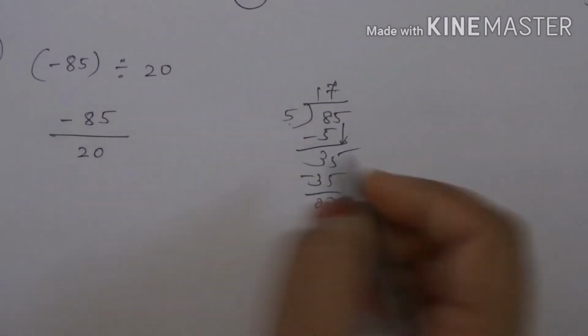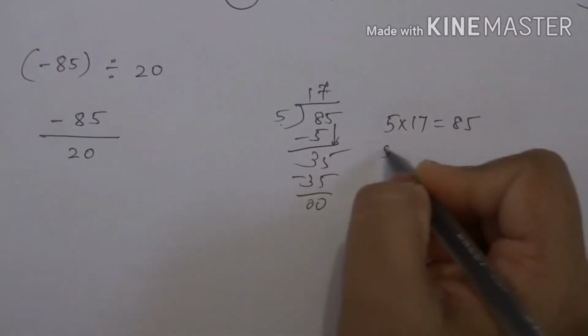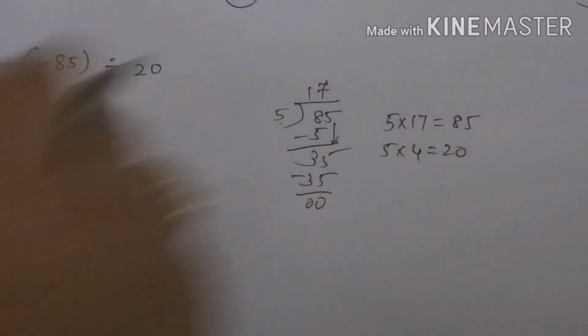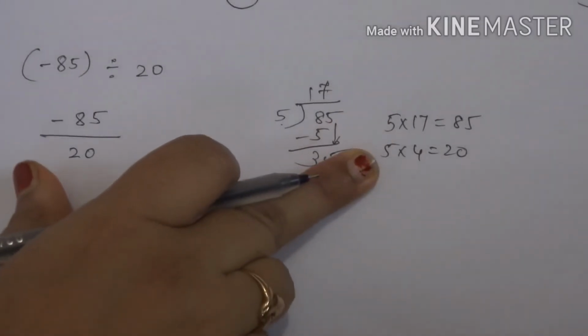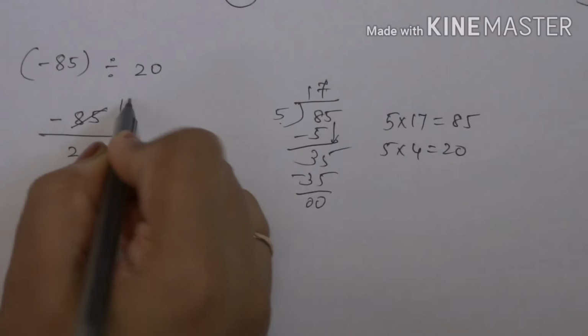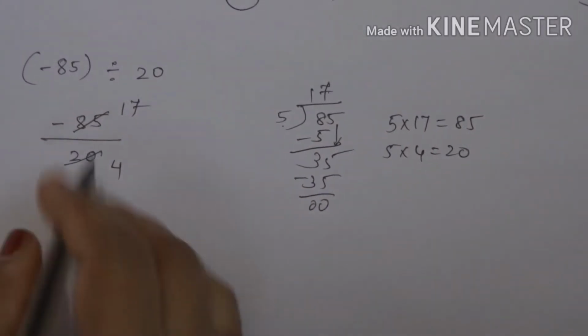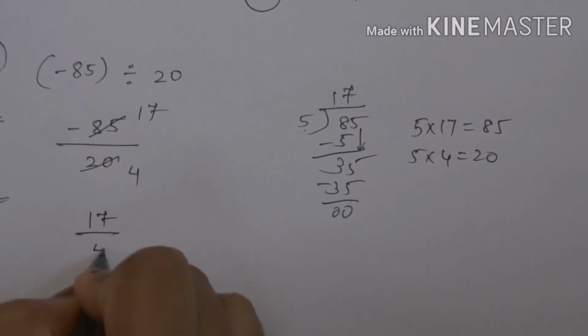And 5 4s are 20. So children, 5 17s are 85 and 5 4s are 20. So both the numbers are coming in the table of 5. So 5 times what? It is coming 17 times is 85, and 5 4s are 20. So the answer is 17 upon 4.